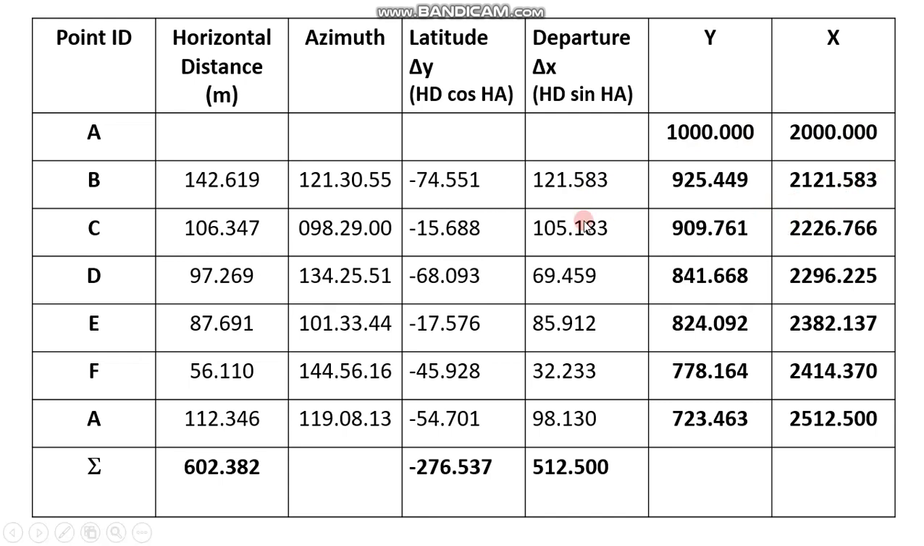But if we check the last row of the table in the latitude and departure columns, we have these figures, negative 276.537 and 512.500. These are our total error in latitude and total error in departure. So these errors need to be corrected, which means the coordinates that we are getting here need to be corrected. They are not the actual coordinates. As you can see, they are not checking out. Our A coordinate is different from the first one, is different from the last one, so they need to be corrected. So we follow the same procedure with the rest of the points.